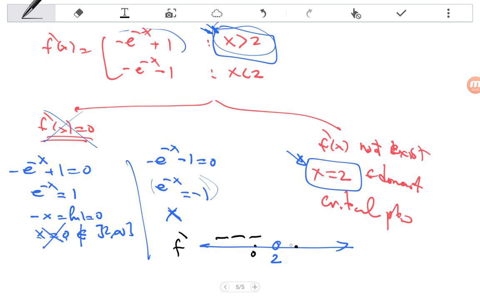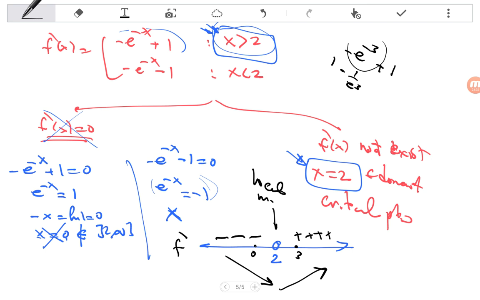And for the second, I choose, for example, 3. That 3 will belong to the first branch, which is negative e power minus 3, that is a positive value. Because e power minus 3, that is a fraction. E power negative 1 is just 1 over e, so that is a fraction. 1 minus a fraction is just a positive value. So that means that the function is decreasing, then it is increasing. And that point would be a local minimum.